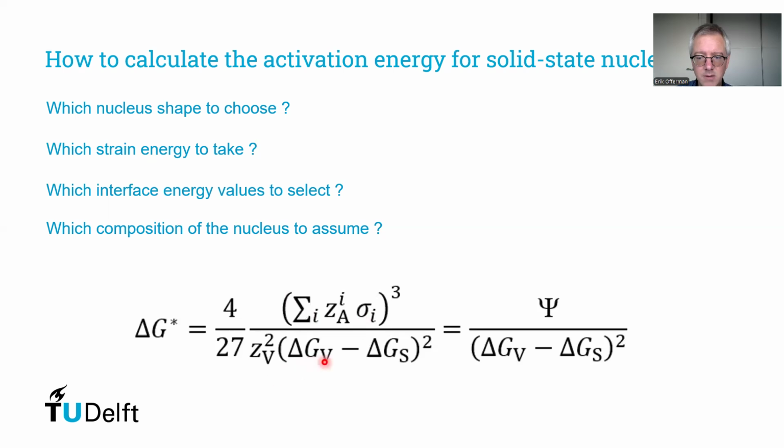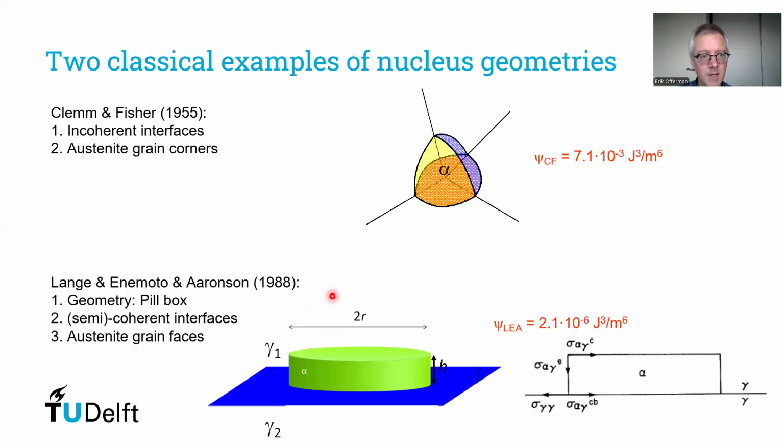Now, I find it convenient to group the terms that are related to the shape of the nucleus and the interface energies in a psi parameter. So that's basically this part of the equation. Now, two classical examples of nucleus geometries are the Clemm-Fisher model, already from 1955, which assumes that nucleation takes place at grain corners, and you see here spherical caps in the four different parts of the four grains that form the grain corner.